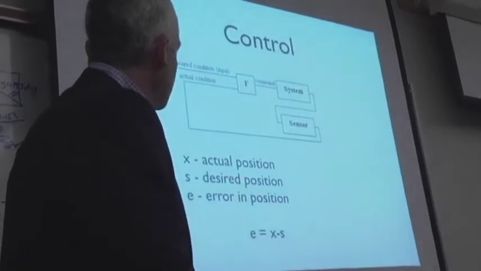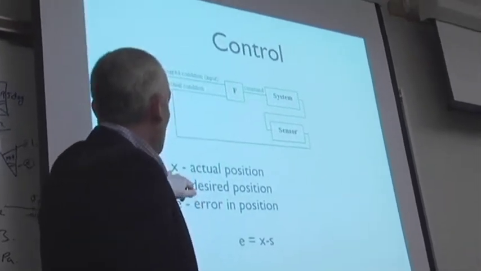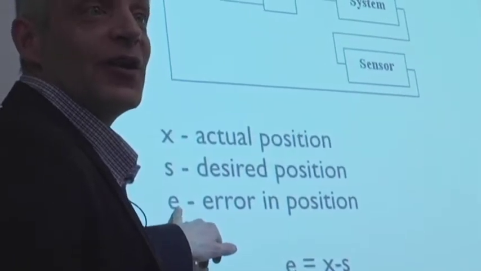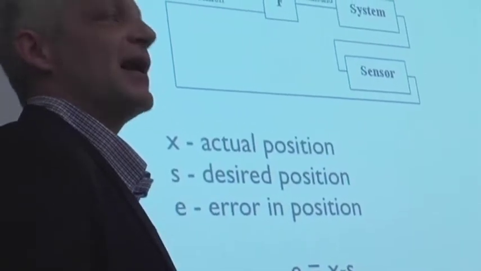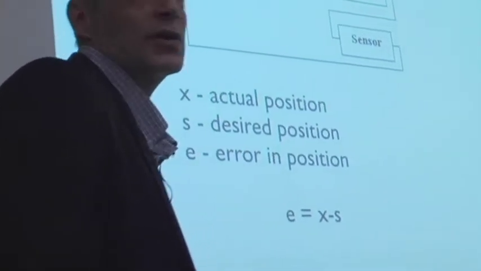So what you do is, you say where you want to go, where you are, and then you take the difference, and then you get the error. So the goal of the software is to minimize the error. That's really how the software works.